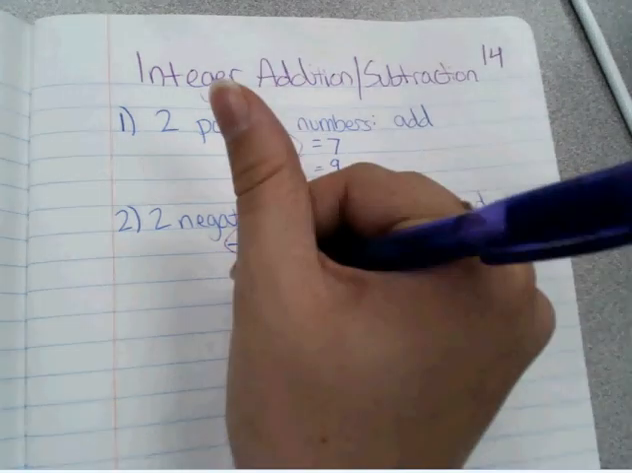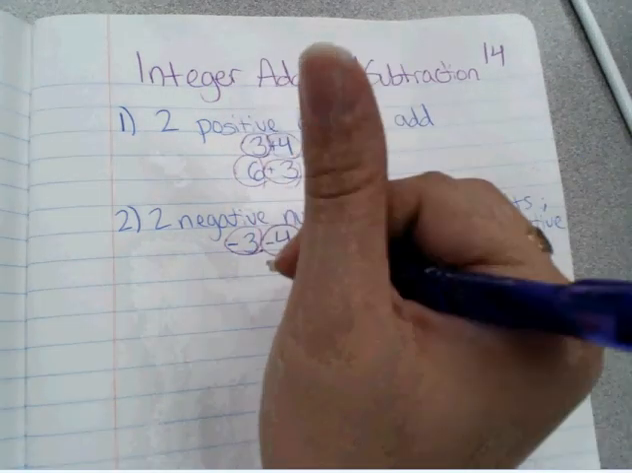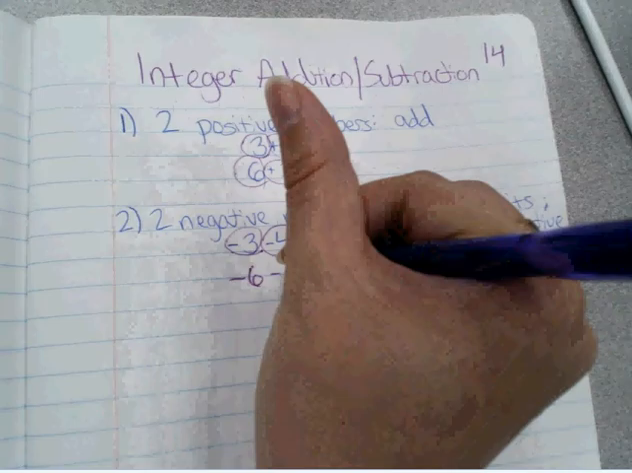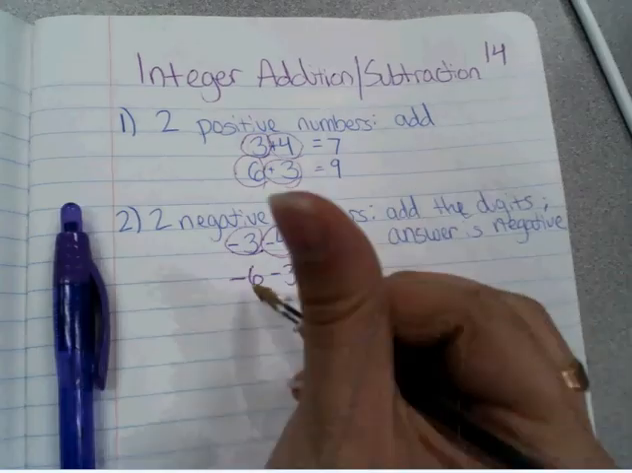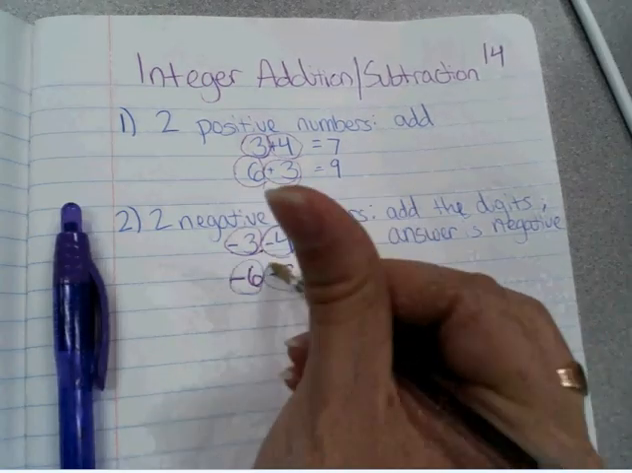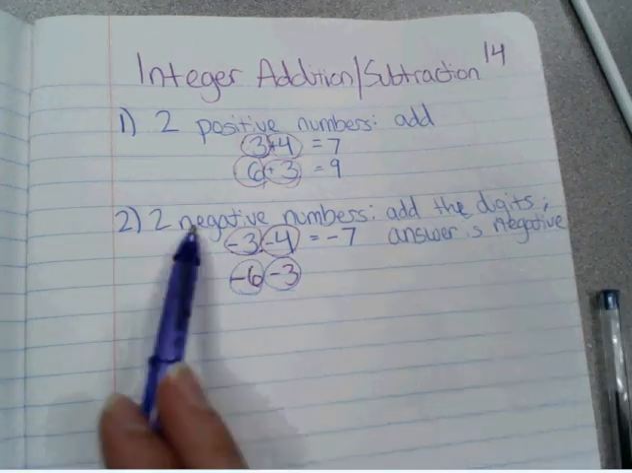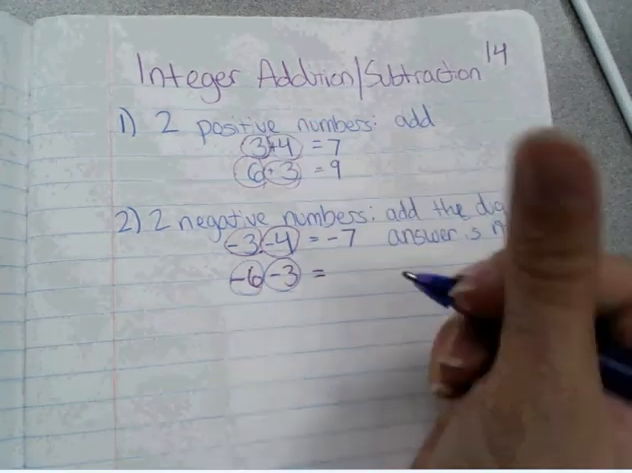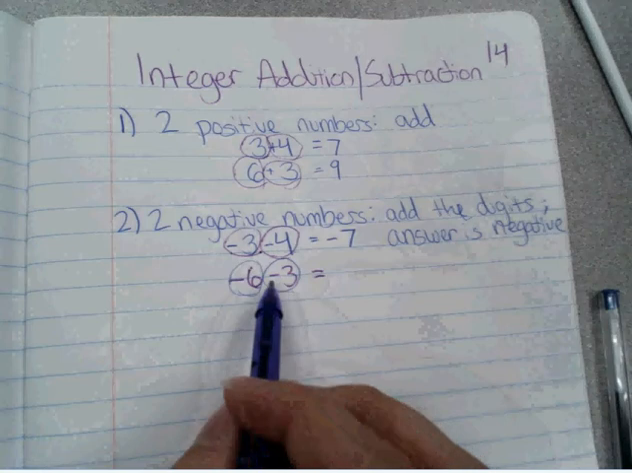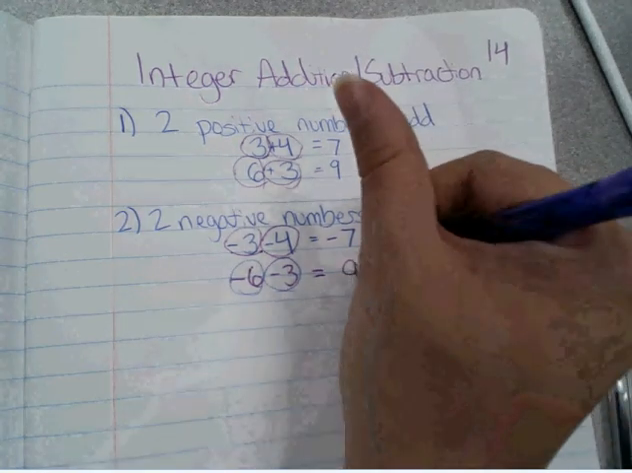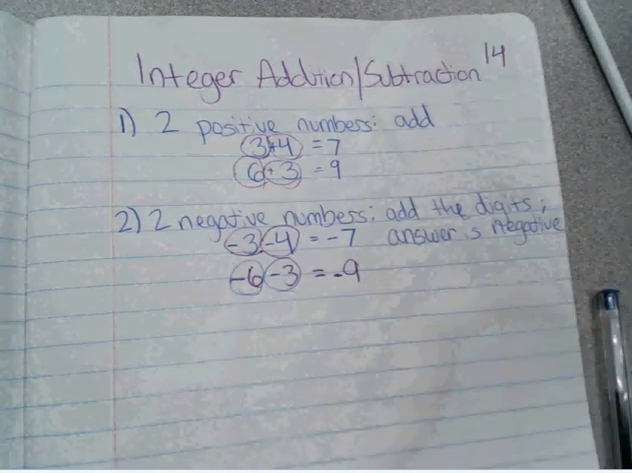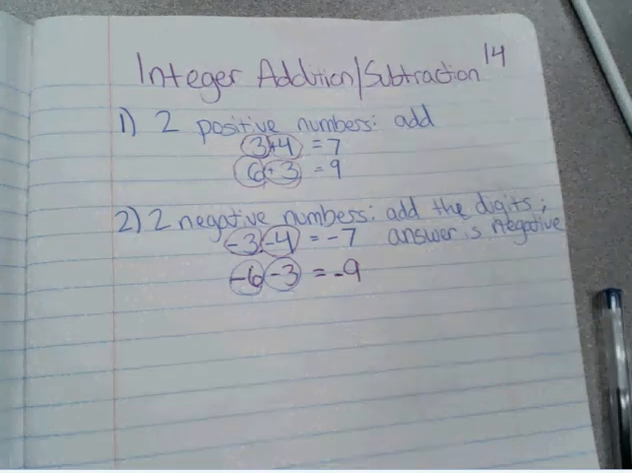Same thing if we were to have a -6 and a -3. Again, you see 2 negative signs because there's a negative sign in front of each of these numbers. So 2 negative numbers, we add them. 6 plus 3 is 9, and you keep the negative in front of the answer. So we add, but your answer is negative.